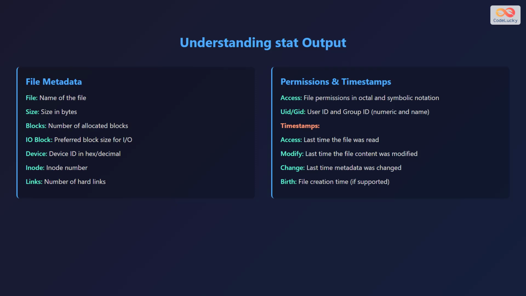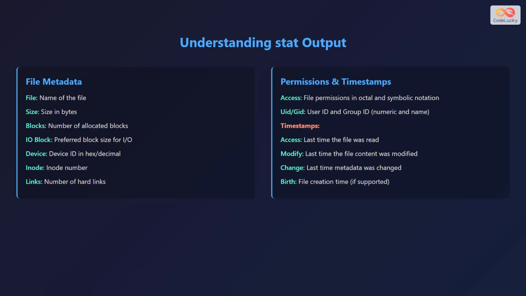Let's break down the output of the stat command. First, under File Metadata, you'll see File, which is the name of the file, Size, which is the size in bytes, Blocks, which is the number of allocated blocks, IO Block, which is the preferred block size for input/output, Device, which is the device ID in hexadecimal or decimal form, Inode, which is the inode number, and Links, which indicates the number of hard links to the file.